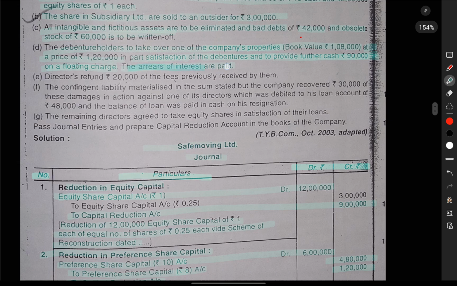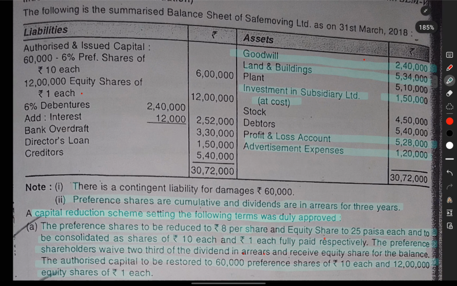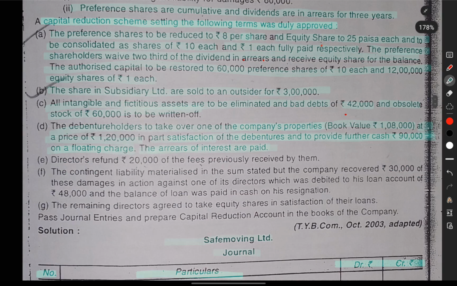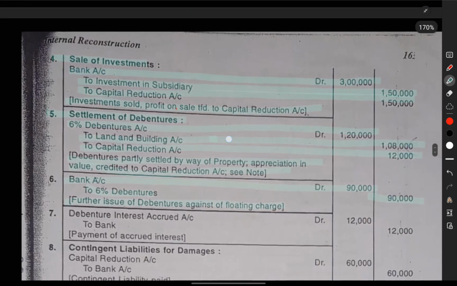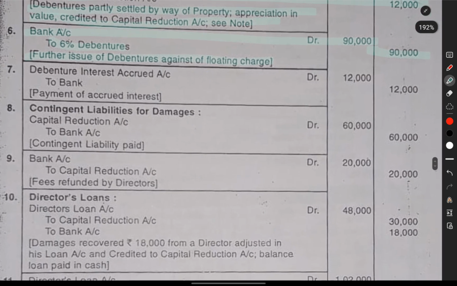Next, the arrears of interest are paid. So interest on debenture is 12,000. Debit what comes in, credit what goes out. Cash: we are paying debenture interest. So debenture interest will be debited and to bank will be credited. Payment of accrued interest.